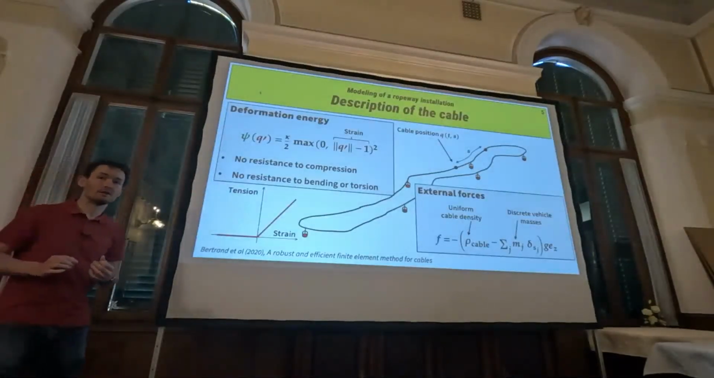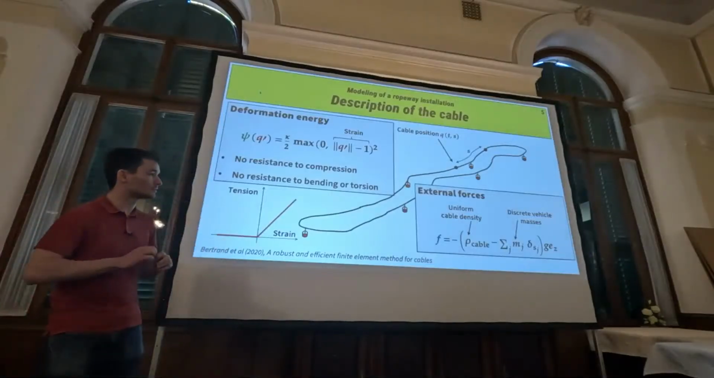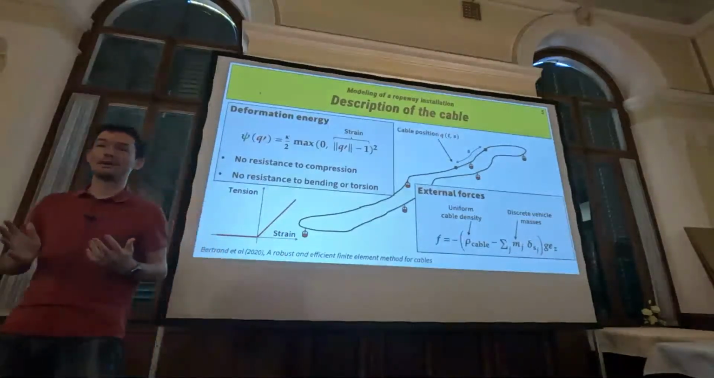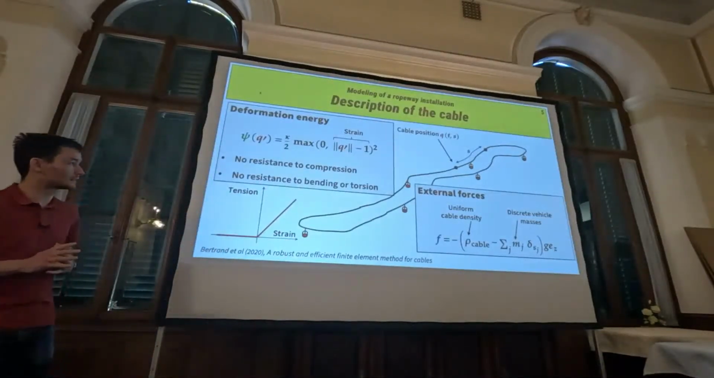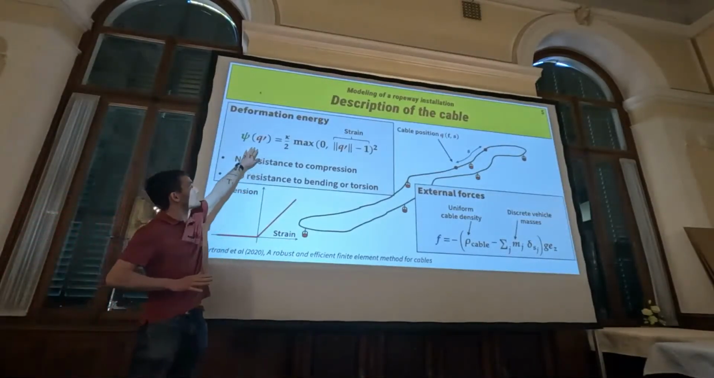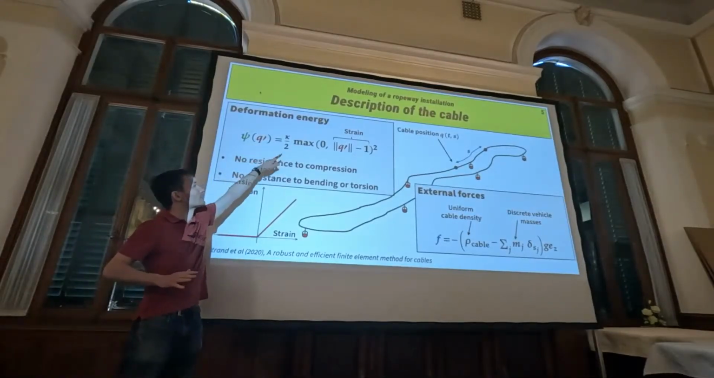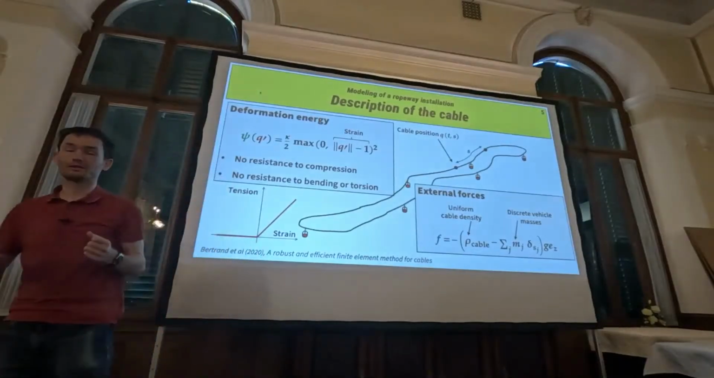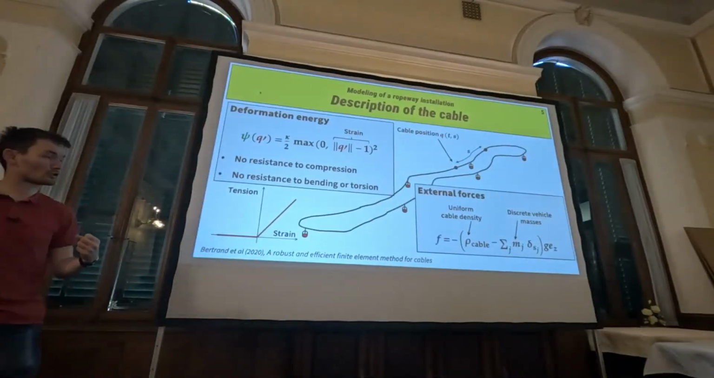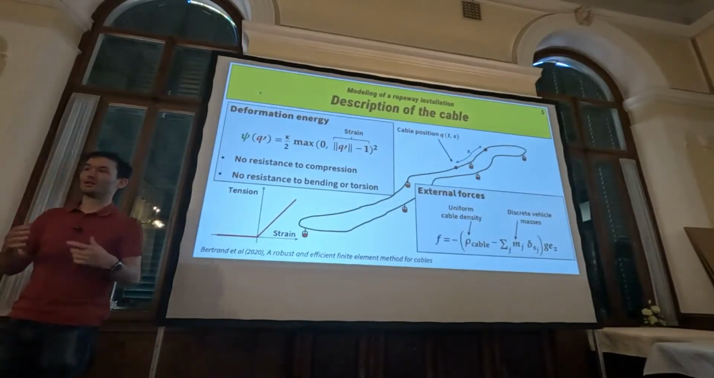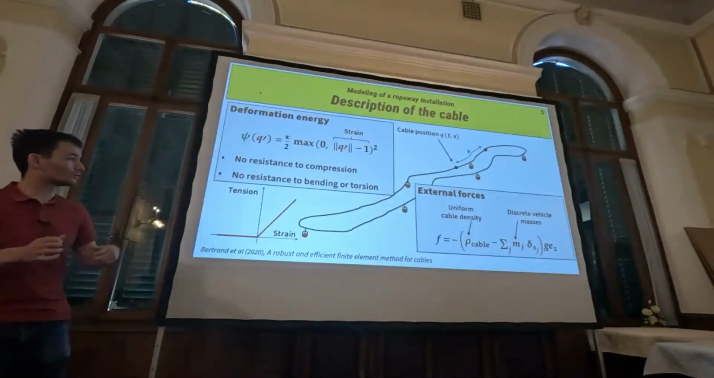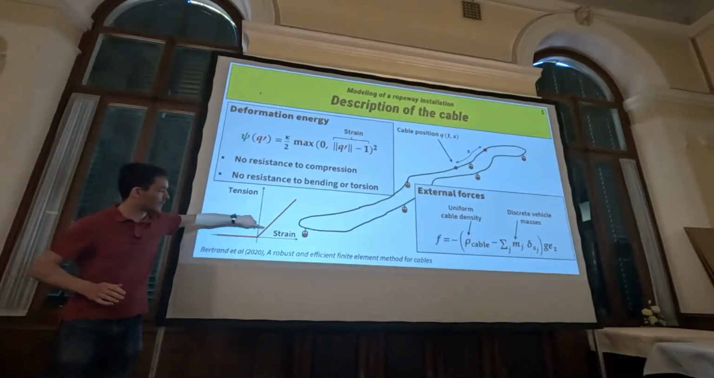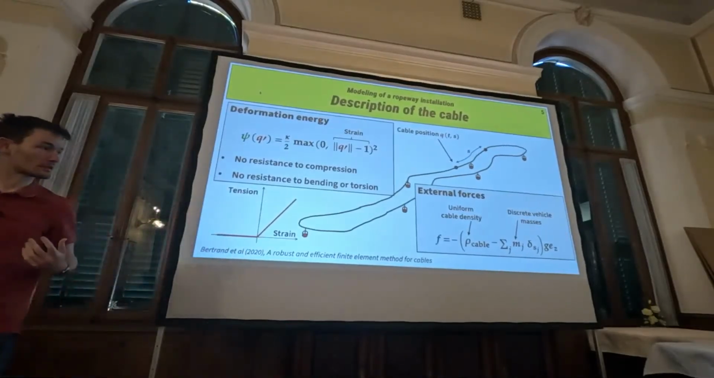The cable is modeled as a 1D medium, so a line whose position is denoted by Q, which depends on time and the curvilinear abscissa S. The deformation energy of the cable is this formula. This is the strain, and we only penalize positive strain. So the cable only resists extension, with no resistance to compression, and no resistance to bending, torsion, or anything else. So cable in compression, no stress, and cable in extension, linear stress.